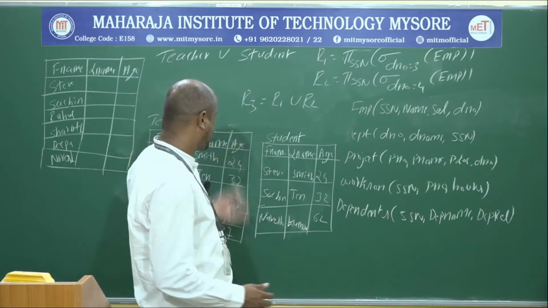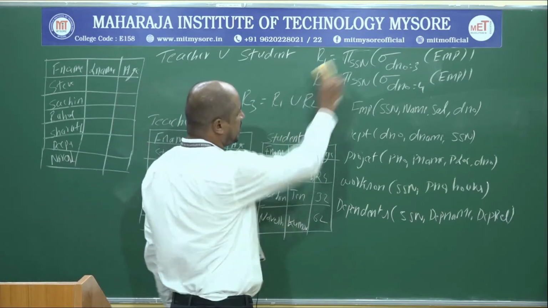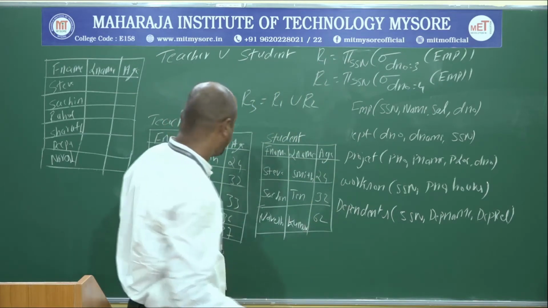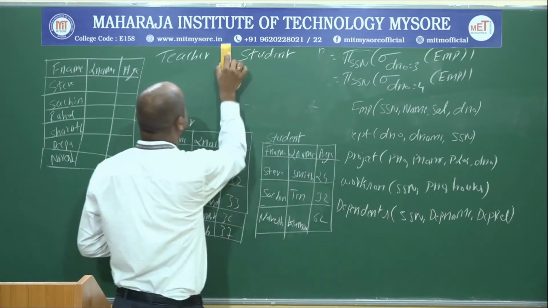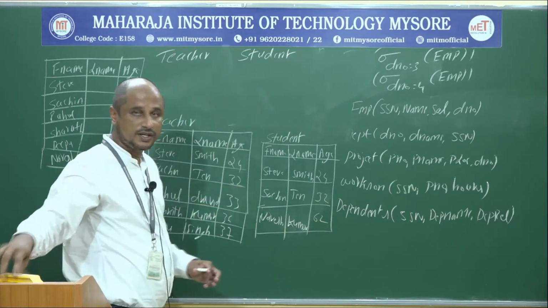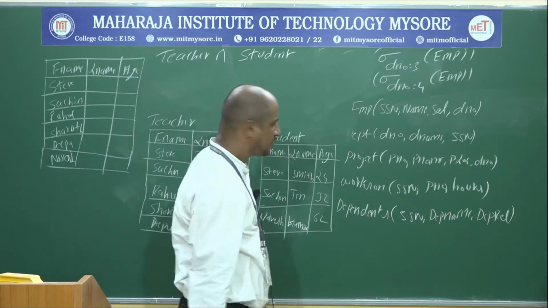So this is the best example for what you call a union. Okay. Now if I go for intersect, an intersection, I hope you understand this R1, R2 and R3. So this is union. If I go for intersection, it would include both teacher and student. So intersect means both teacher and student.